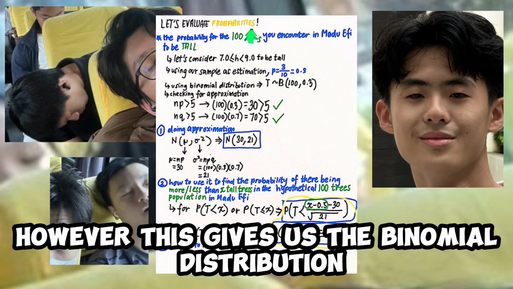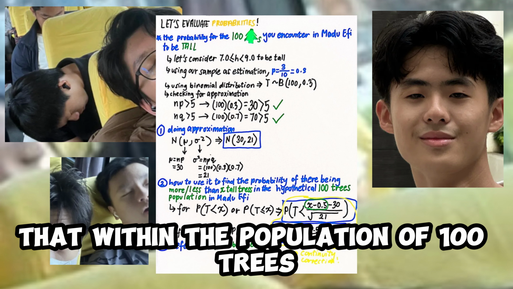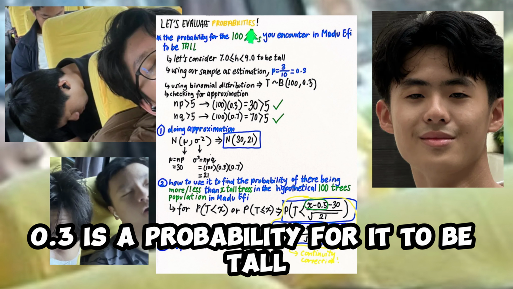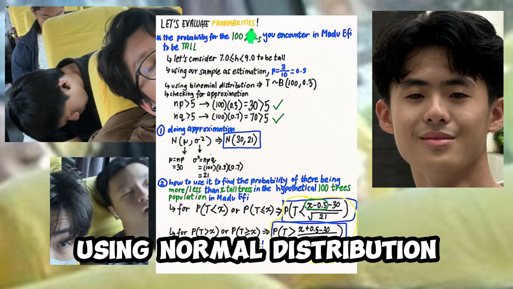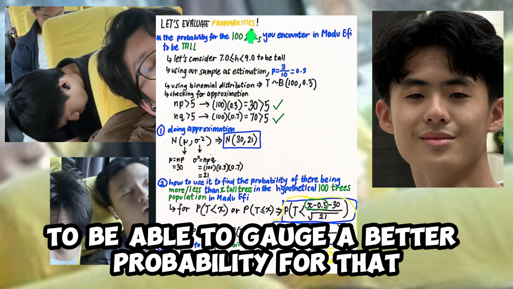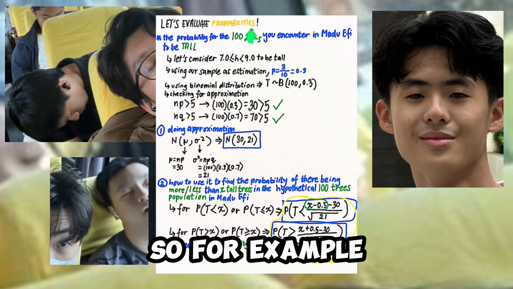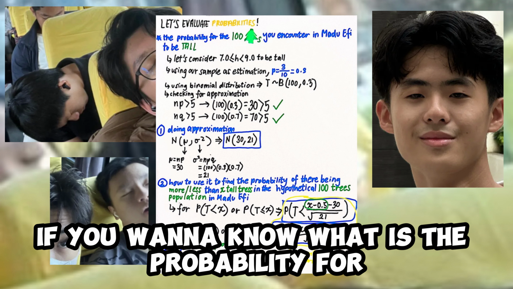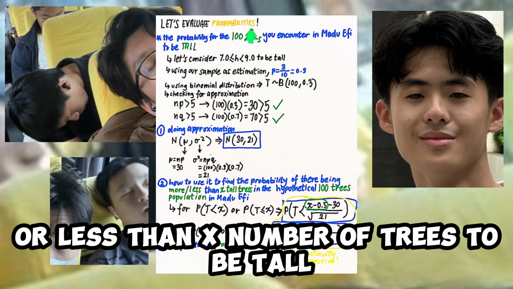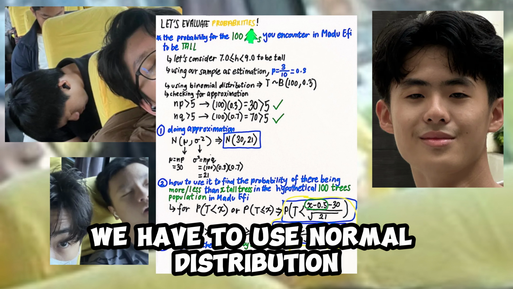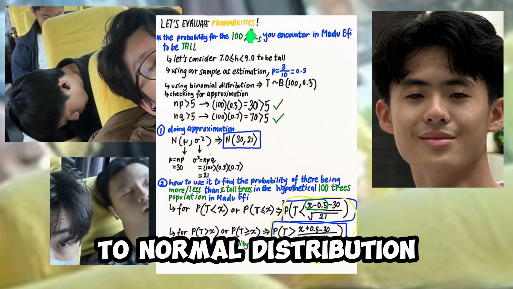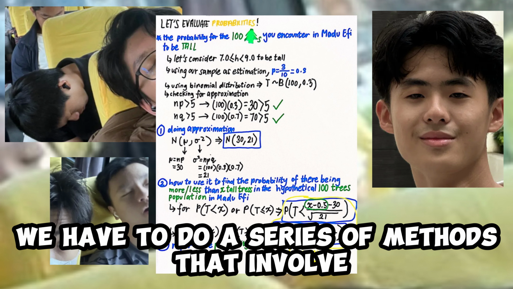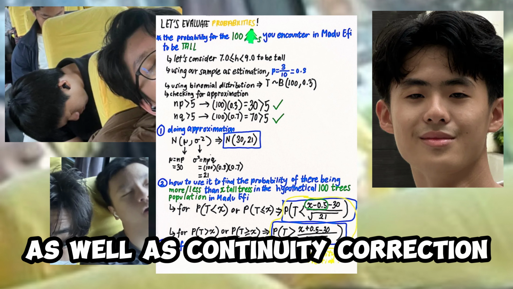However, this gives us the binomial distribution that within the population of 100 trees, 0.3 is the probability for it to be tall. And because we want to basically assume it using normal distribution to be able to gauge a better probability for that in any type of circumstance. So for example, if we want to know what is the probability for X number of trees to be tall or less than X number of trees to be tall, we have to use normal distribution. And in order to convert our binomial distribution to normal distribution, we have to do a series of methods that involve approximation as well as continuity correction.